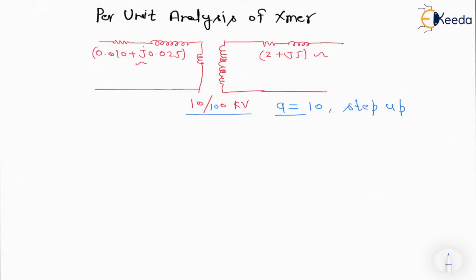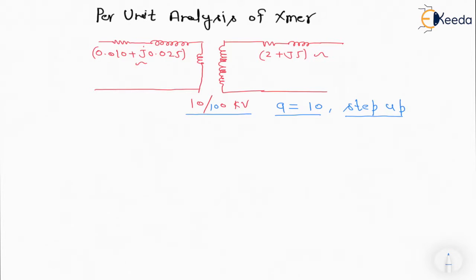Now in the recent trends, the value of a will always be greater than 1, or step up or step down transformer will be mentioned. So here it is 10 by 100 kV, a is equal to 10. What we basically want to do is find out the Z per unit value referred to LV side once and referred to HV side once.